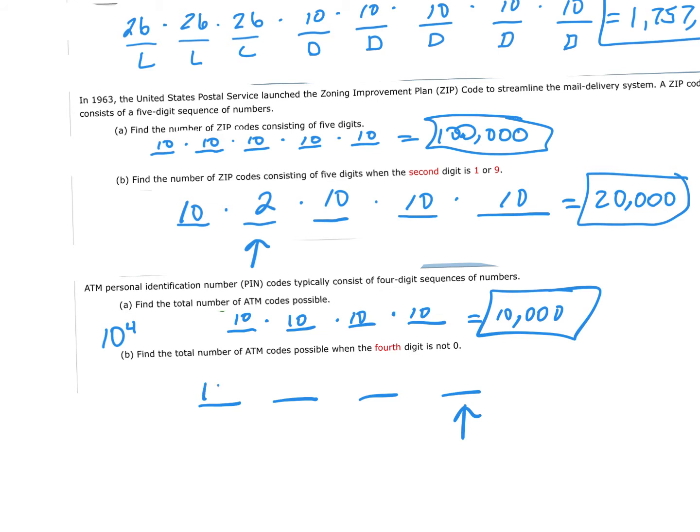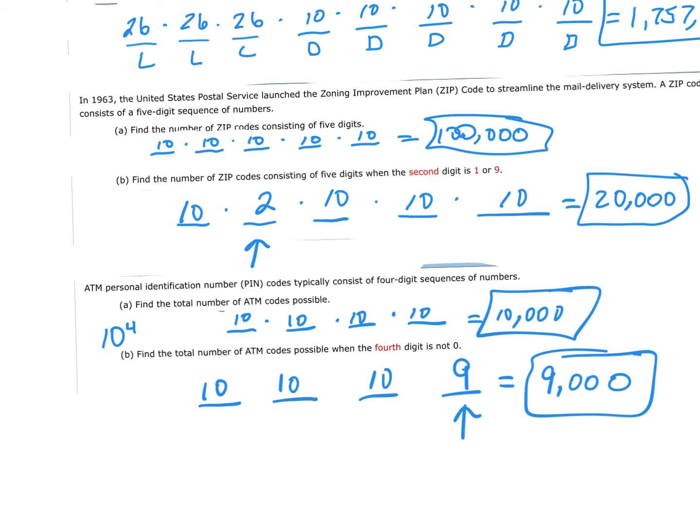So there's no rules on the first three digits. They can all be anything, 0 through 9. What is the rule for the last digit? It's not a zero. So if I take 0 out of the possibilities, how many possibilities are left? 9. So what does that give me? 9,000. Perfect. Good job, guys.